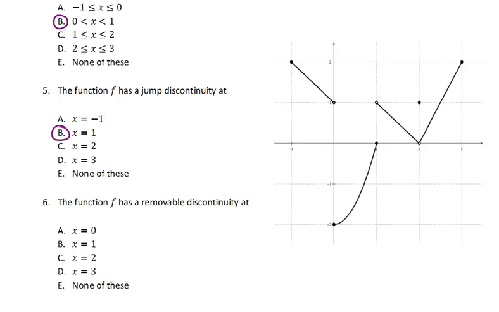And 6, the removable discontinuity would be at x equals 2. We could remove the discontinuity simply by changing 2, 1 to 2, 0.